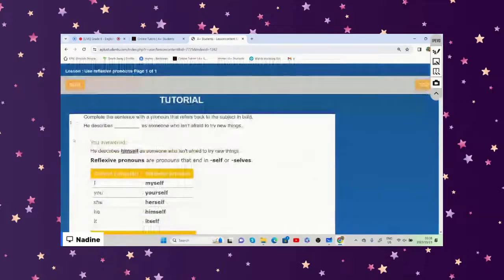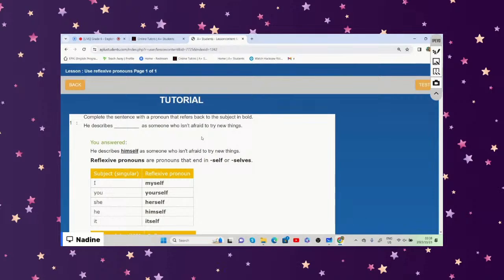All right, so we're going to do one activity, then we do the test. He describes himself as someone who isn't afraid to try new things. What is the reflexive pronoun within that sentence? He describes who as someone who isn't afraid to try new things. The reflexive pronoun. He describes. Does he describe myself, yourself, herself, himself, or itself as someone who isn't afraid to try new things?